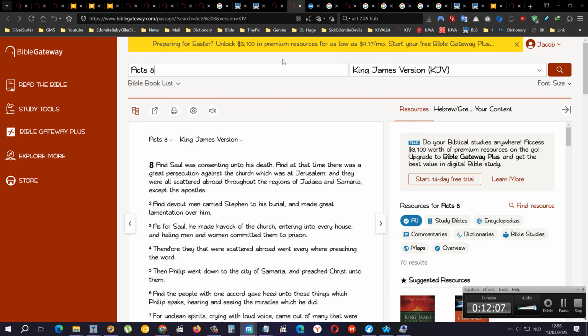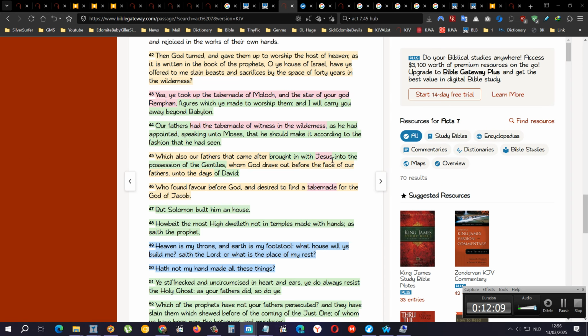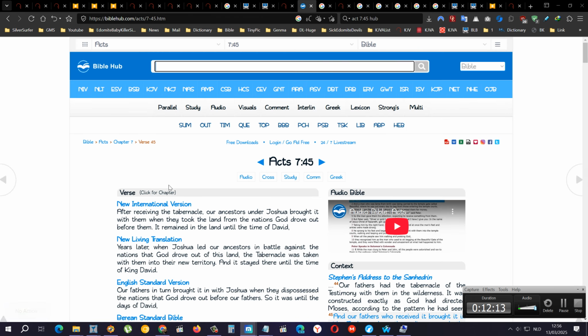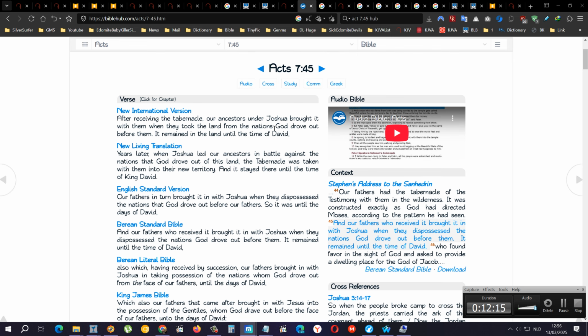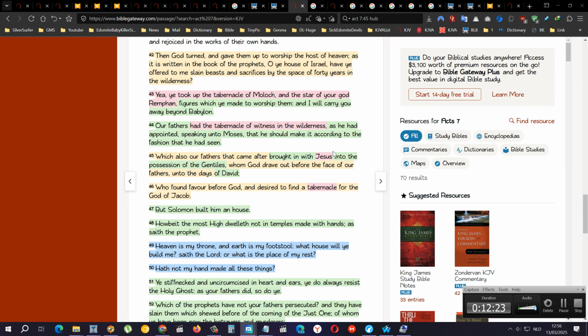Right. So going back over here. So this Jesus is talking about Joshua, because it's Acts chapter 7 verse 45. Here, under Joshua. And that is the truth, because this is mentioned in the book of Joshua. Right? That they came, and then the first place that they took was Jericho. After Moses died, they took Jericho with Joshua.